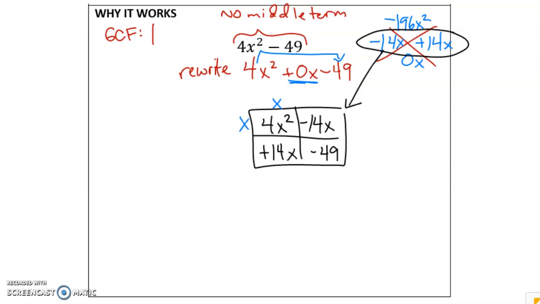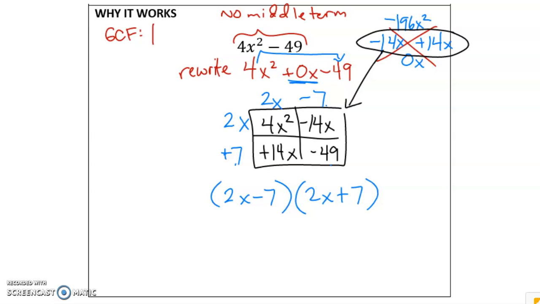Looking at the rest of my puzzle here, I have 14. And I know 4 times a whole number isn't 14, so I'm going to try the 2. And if I'm wrong, I'll go fix it, right? 2x times negative 7 is negative 14x. 2x times positive 7 is positive 14x. 7 times negative 7 is negative 49. Beautiful, it worked out. So I'm going to do 2x minus 7 times 2x plus 7.